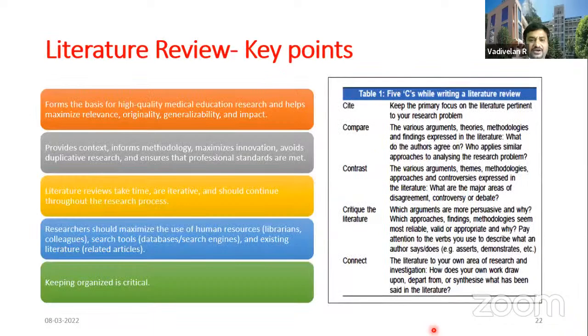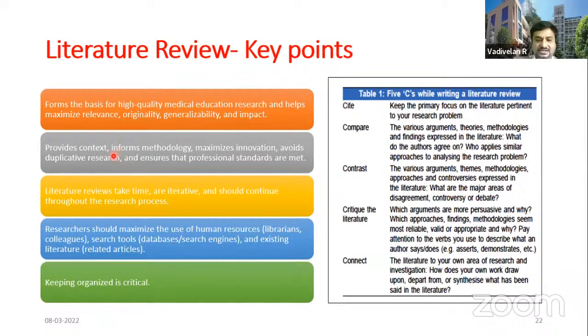So what are the key points to be known finally for a literature review? You know that when we look at medical education, this forms the basis for high-quality medical education research and helps to maximize the relevance, the originality, the generalizability, and the impact.